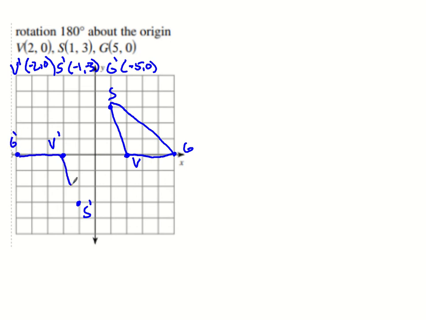And there we have it. So there's a 180 degree rotation about the origin. About the origin just means that this is our center of rotation. Those are all the rotations we're going to do.